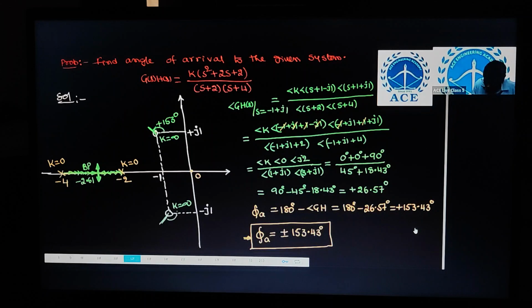Here it is plus 153, and here minus 153. The angle of arrival is minus 153 degrees here, and here plus 153, so it moves upwards. The direction is opposite here, and everything else remains the same. The shape of the plot is also the same. Is it clear to all of you?